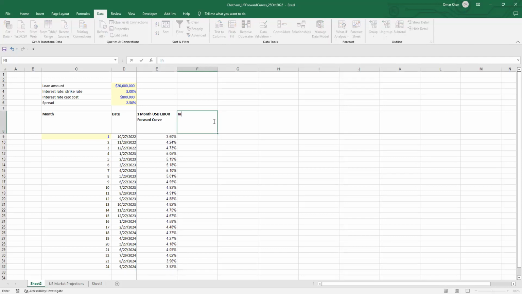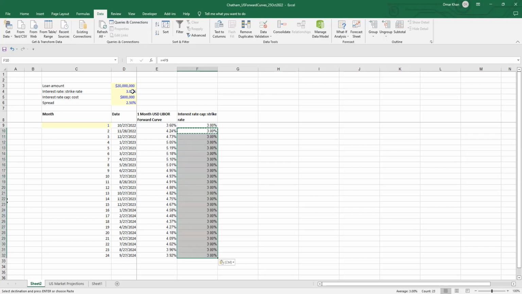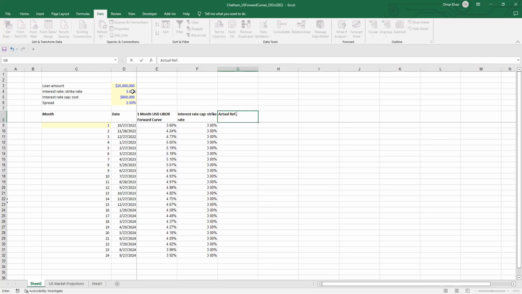Now we go down. What is the interest rate cap or strike rate, right? As we said above, this is basically the strike rate in this case. Don't worry, I'm going to tell you how this works, but we're just going to assume this is always going to be the strike rate. Now we're going to see what is the actual reference rate. I know this sounds kind of finicky. Let me make all of these things look good.